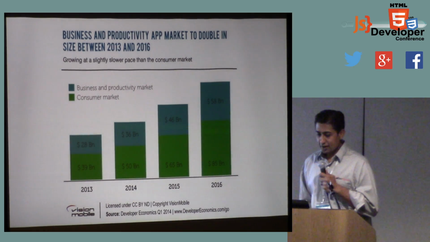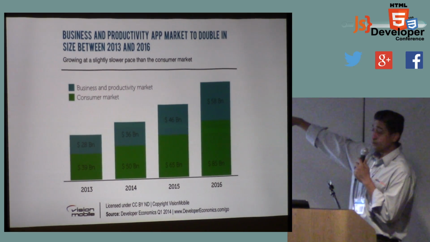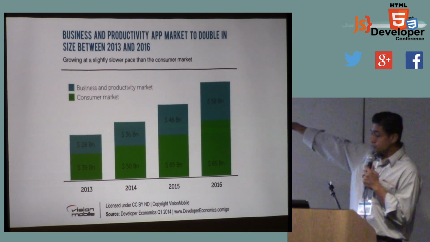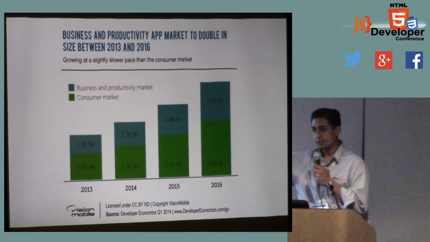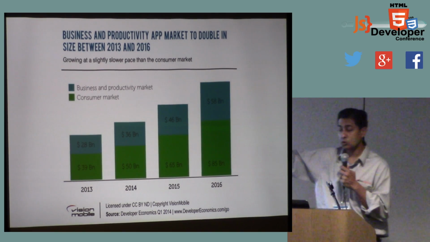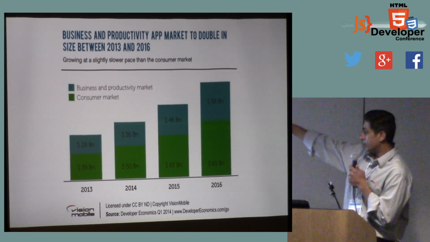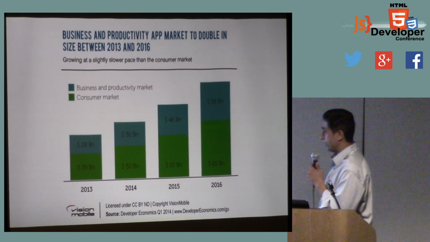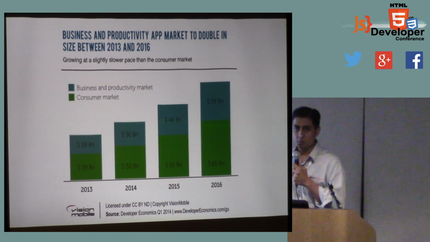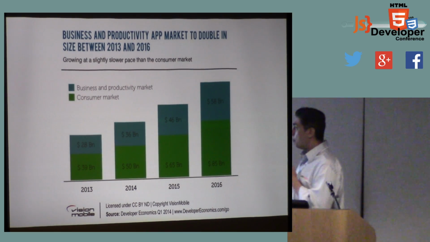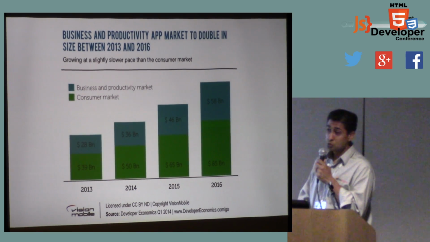So I think there's opportunities in general, and they're in the business and productivity app market. Now, business and productivity is in the space of Box.net, Dropbox, Trello. But in essence, this market space, Vision Mobile has estimated, is going to be $58 billion. So it's not going to beat the consumer market, obviously, but that's huge. That's a lot of opportunity that I don't think most people are thinking about.